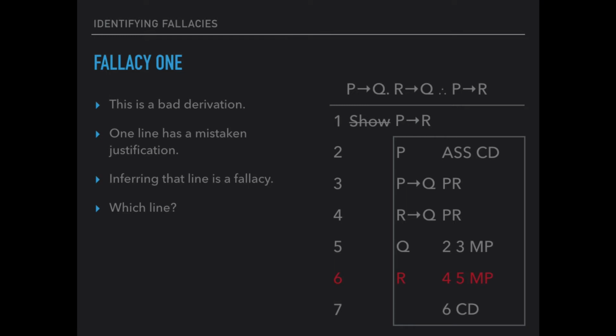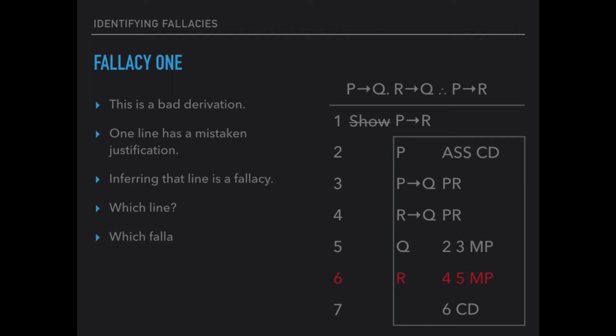Well, it's line 6. Line 6 does not follow by modus ponens from 4 and 5. 4 is if R then Q. And so for modus ponens, we need R, but we have Q instead, so we can't do modus ponens. So which fallacy is this? It might be AC, affirming the consequent. It might be DA, denying the antecedent. Or if it's neither of those, it might still be NS.